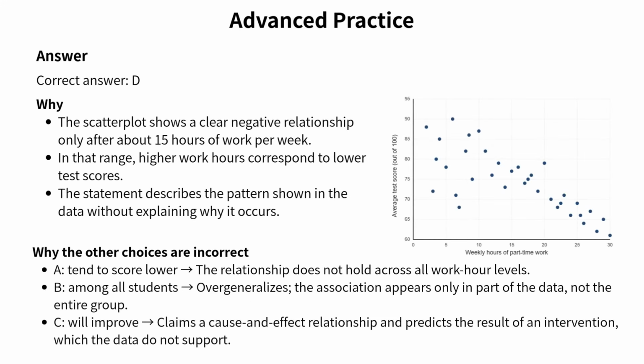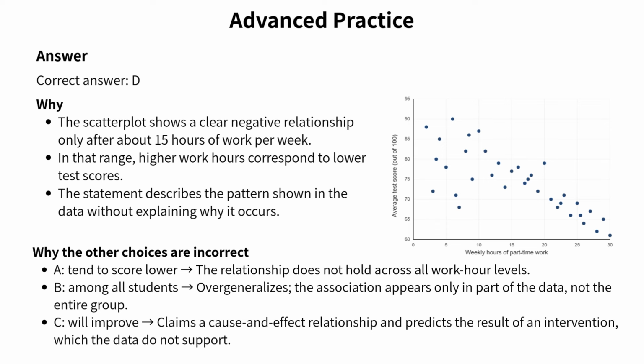Alright, let's go over the answer for this advanced practice question. The correct answer is D. To see why, focus carefully on how the pattern changes across the graph. At lower work hour levels, the points are widely scattered, and there is no clear relationship. However, once students work more than about 15 hours per week, a clear pattern appears. In that range, higher work hours correspond to lower average test scores. Choice D correctly describes this conditional relationship. It stays within what the data show and does not explain why the pattern occurs.